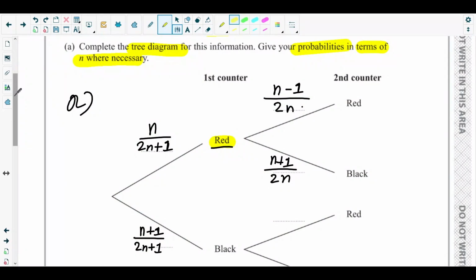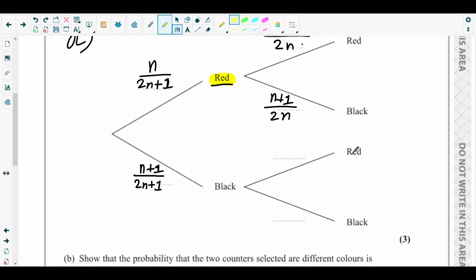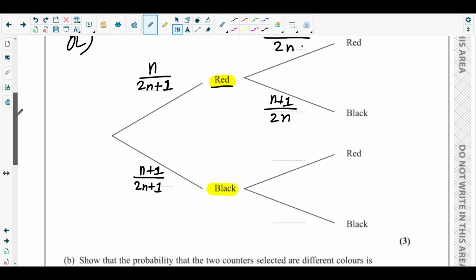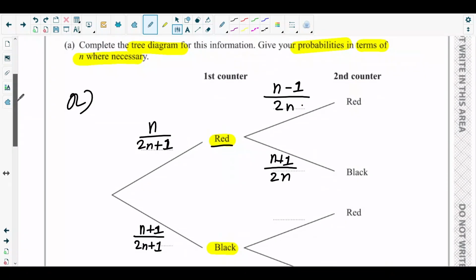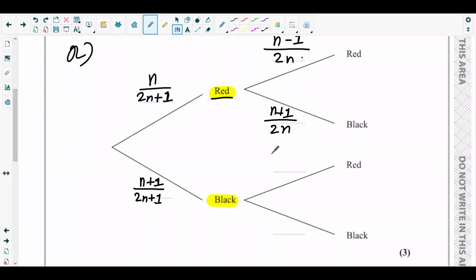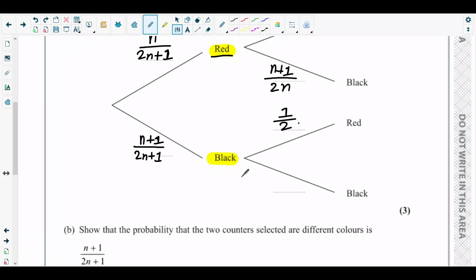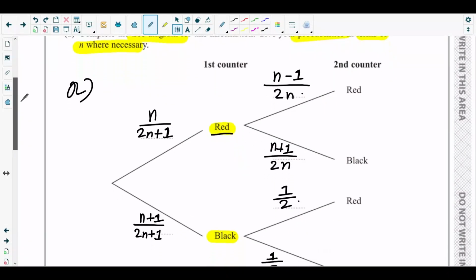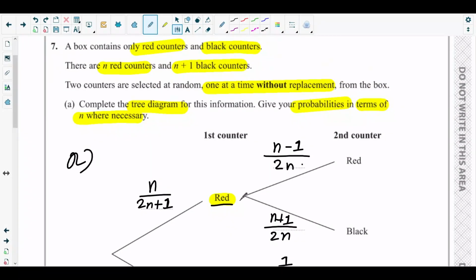Next is first pick black, second pick red. One black counter has already been picked, so on the second pick, the number of red counters remains as it is, n. So the probability is n over 2n, since one counter has been removed. N over 2n is basically half. So the probability of black would also be half, because the sum of the probabilities is 1. Half plus half makes up 1. That's what part A has asked us to do.